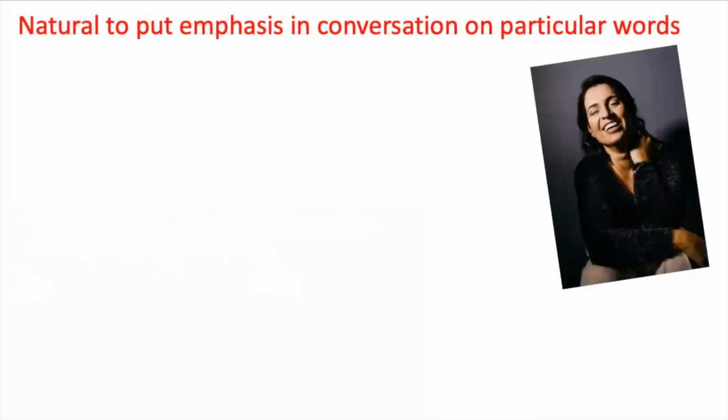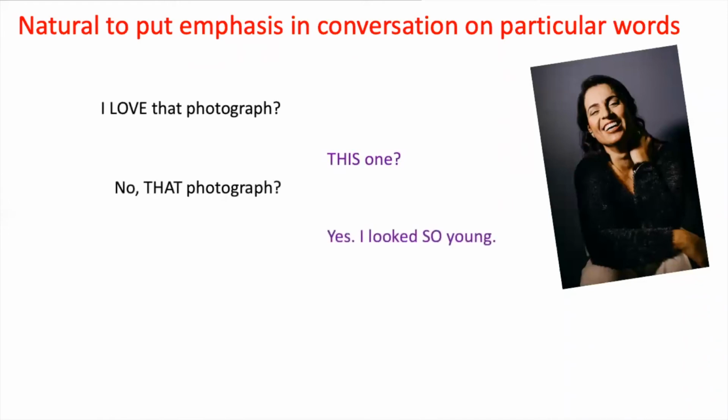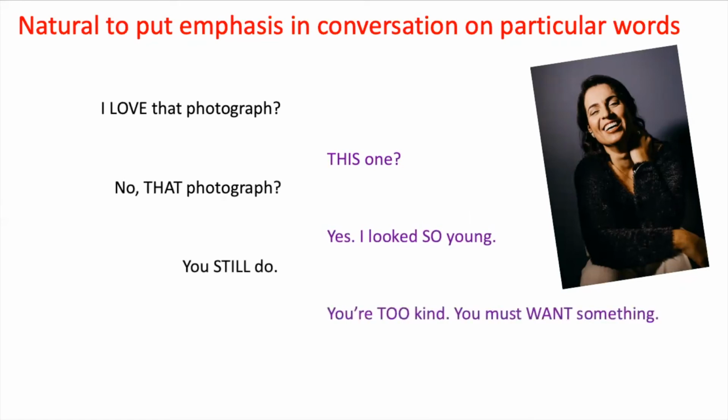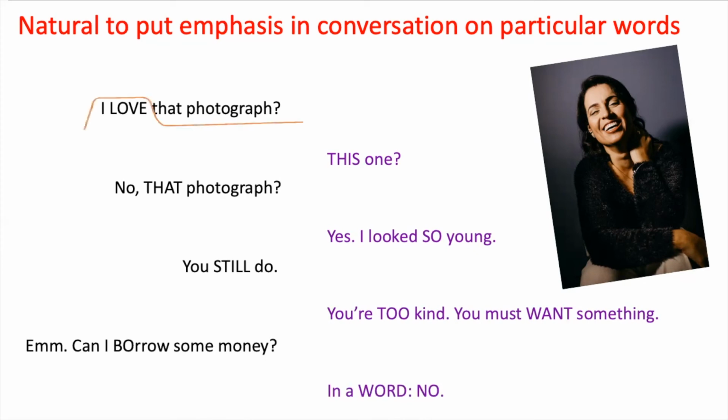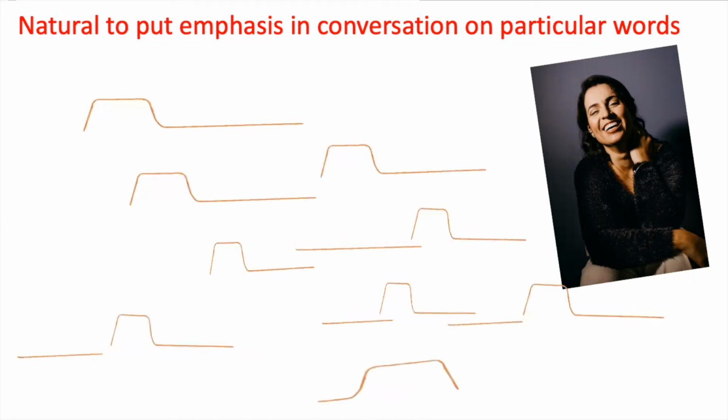Okay, so if we look at this example conversation: "I love that photograph." "This one?" "No, that photograph." "Yes, I look so young." "You still do." "You're too kind. You must want something." "Can I borrow some money?" "In a word, no." So you can see how it adds to the actual conversation by working on these contrasts, okay? And then once I finish that, I get students to see the sounds as well.